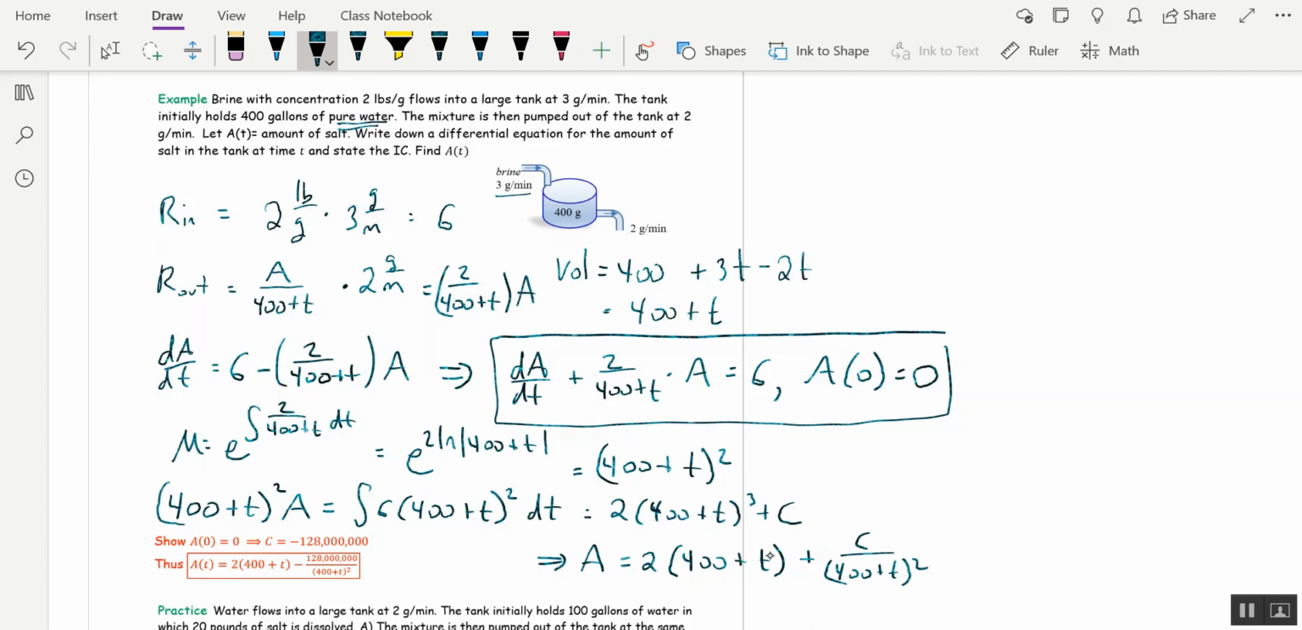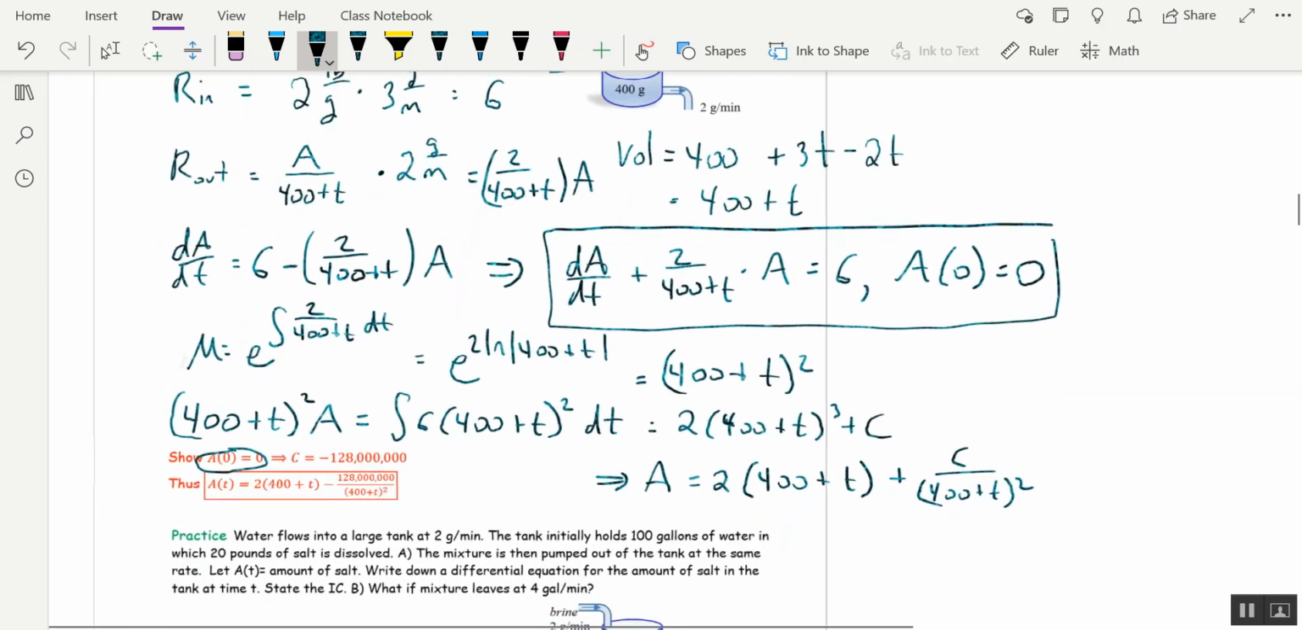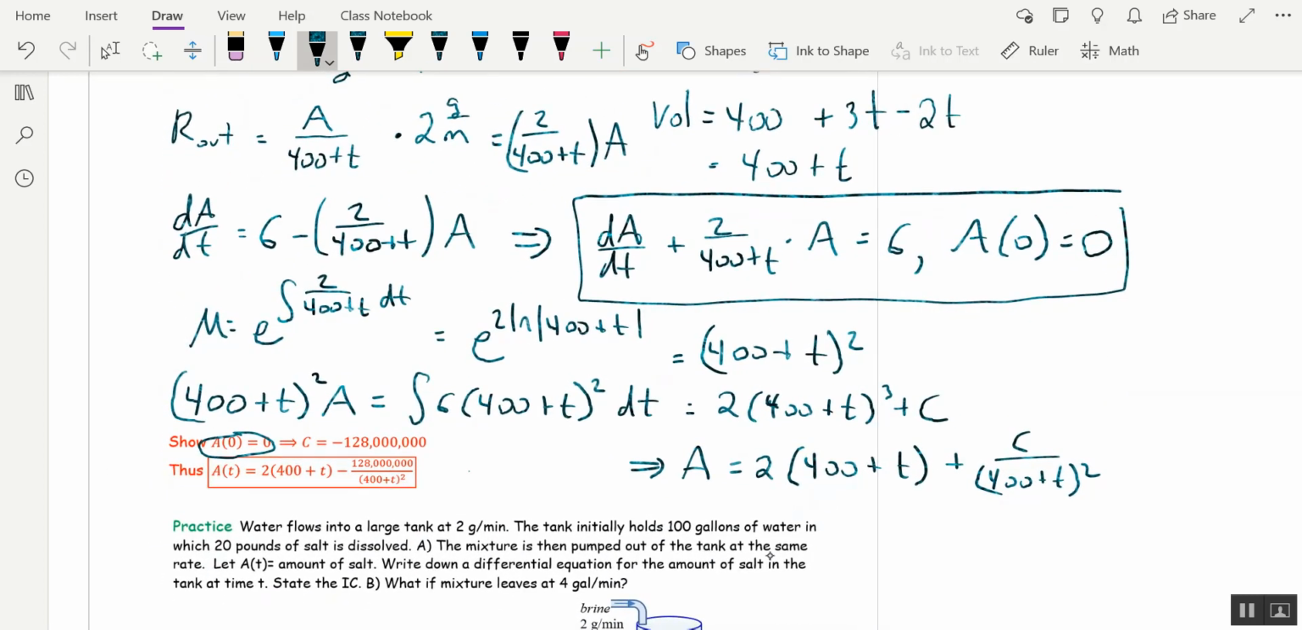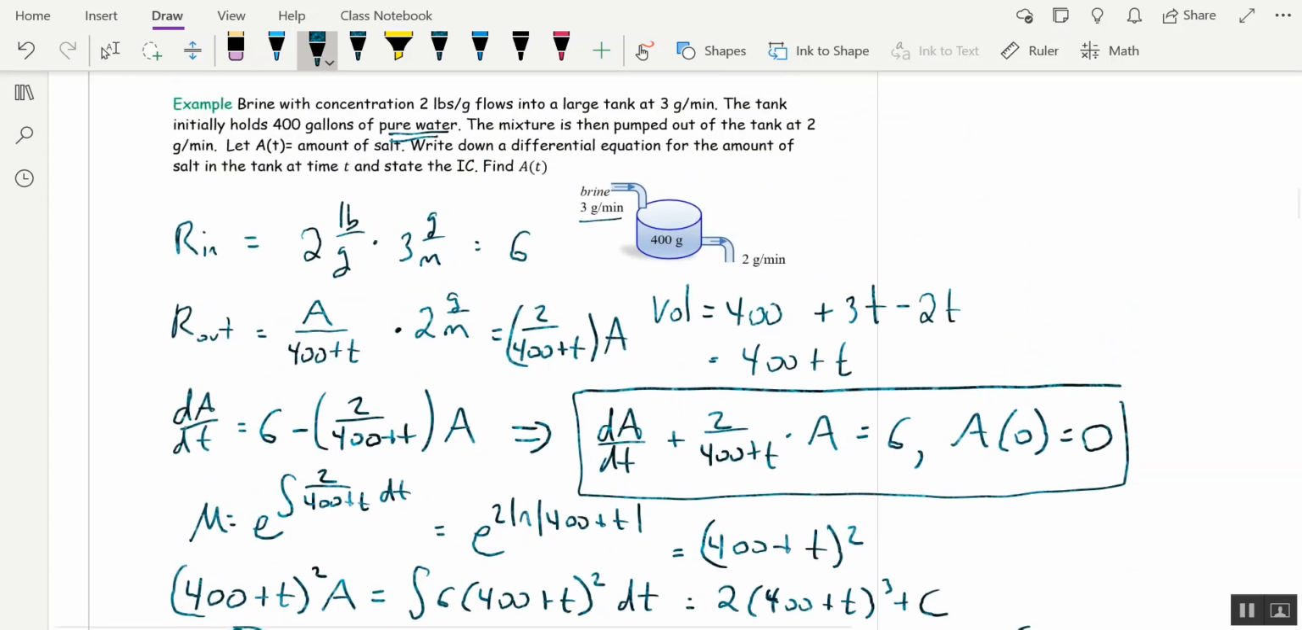Okay, now your job: use the initial condition A of 0 equals 0 to show that C turns out to be negative 128 million. And so your final answer is in the box here. So you can see that if the volume is constant or if the volume is not constant, you're going to solve the problem the same way, set it up the same way. It's just a little more difficult to solve if the volume is not constant.